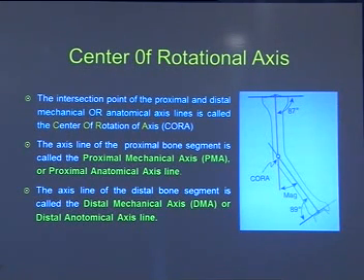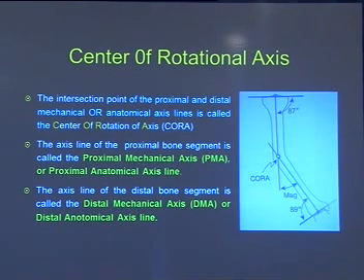What is center of rotation of angulation? The intersection point of the proximal and distal mechanical or anatomical axis lines is called the center of rotation of angulation. You can see here, this is the proximal axis of this bone and this is the distal axis of this bone, where they join. That is called the center of rotation of angulation, that is CORA.